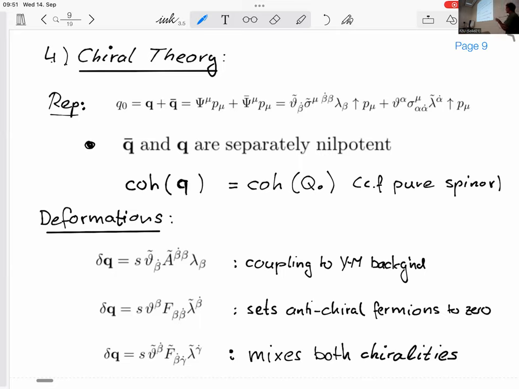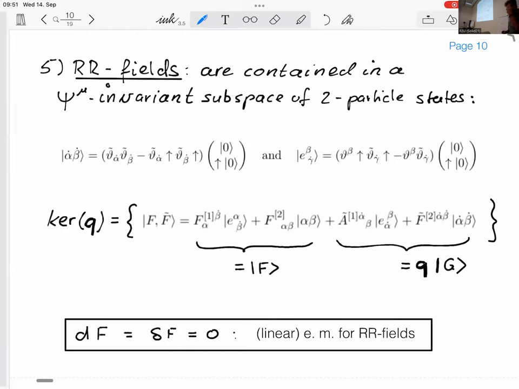Anyway, this gives you a little bit of a glimpse of what happens if you resolve these fermions. It opens up a bigger field space and it has some effects. Depending on which background fields you switch on, you affect the fermionic sector of this theory. But that's really not the motivation. The motivation initially was to find Ramond-Ramond fields in the spectrum.